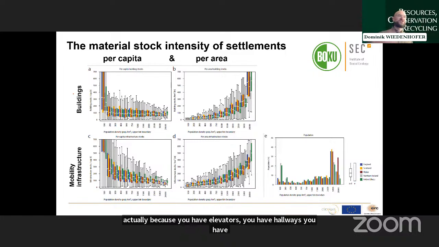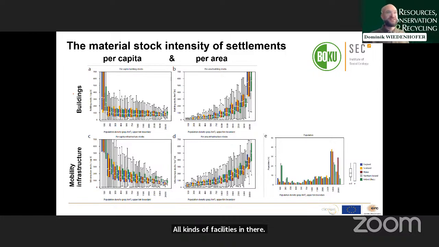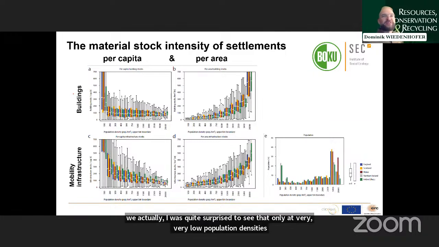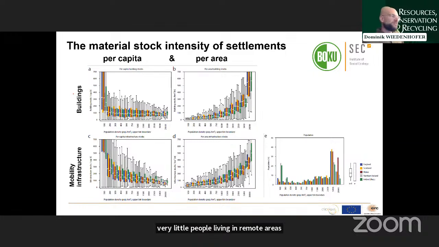in there, which in the end don't make these types of buildings that much more efficient, especially if you figure in that there are not just residential buildings, but also various other buildings that we need in our everyday life, like offices and hospitals and shops and whatnot. So I was quite surprised to see that only at very, very low population densities do we find a really high stock per capita. Very few people living in remote areas.